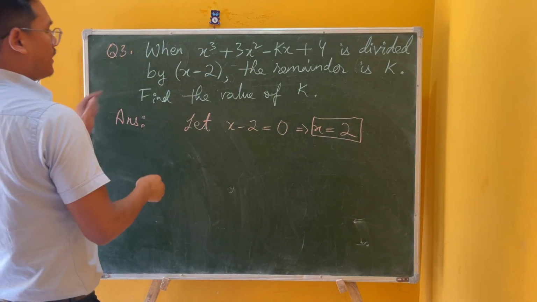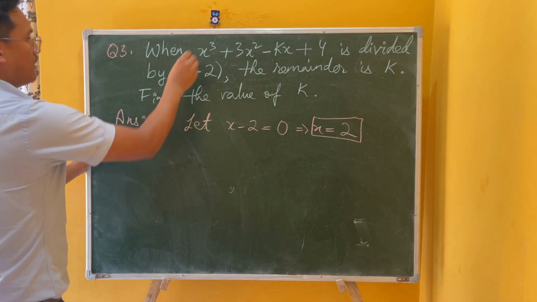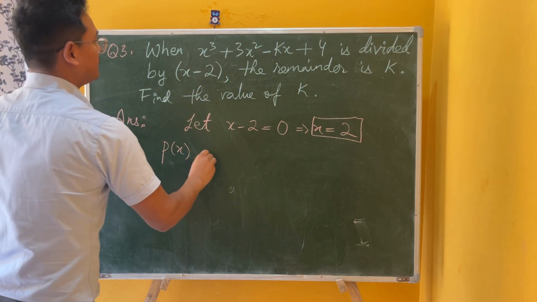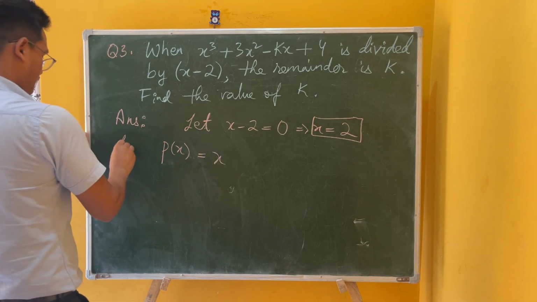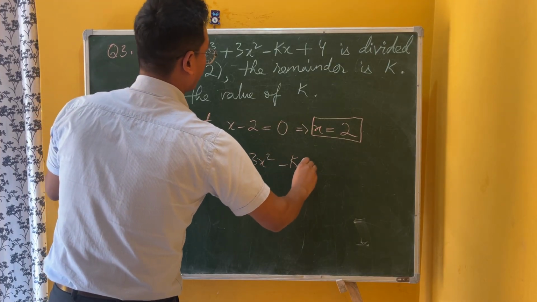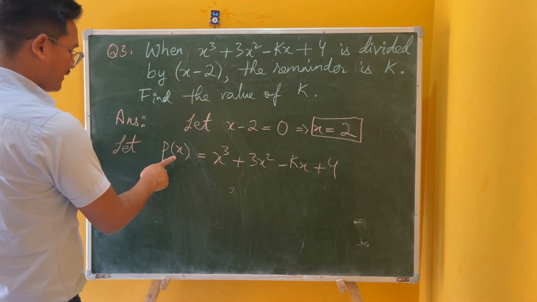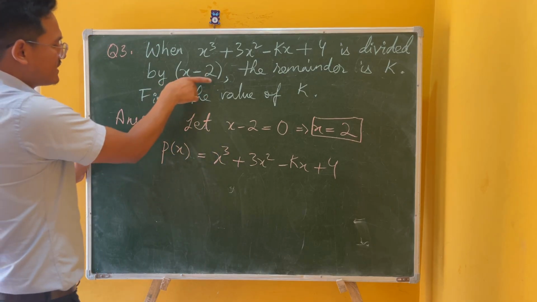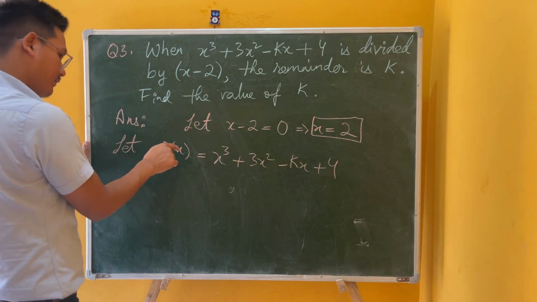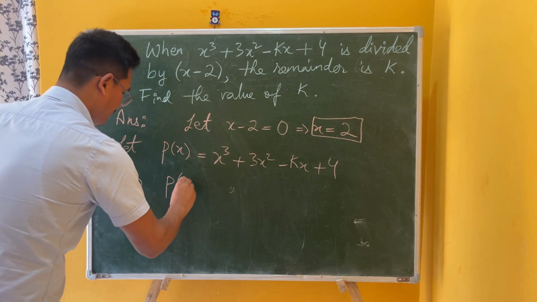Now plug in the value here. You'll have to name the polynomial first. Let p of x be this polynomial, since it's made up of x. This is just naming the polynomial. Now, how do you find the remainder? Whoever is dividing, we equated it to 0, found the value of x, and substitute the value of x here to find the remainder. So the remainder is given by p of 2.